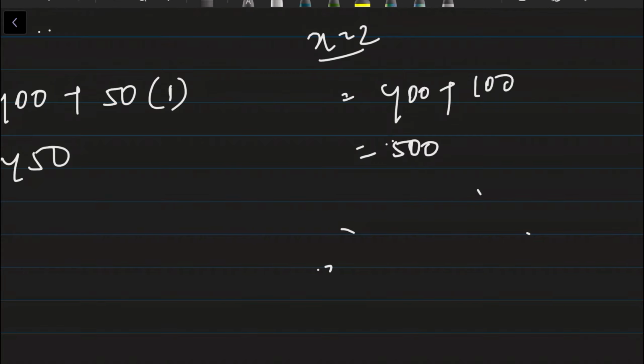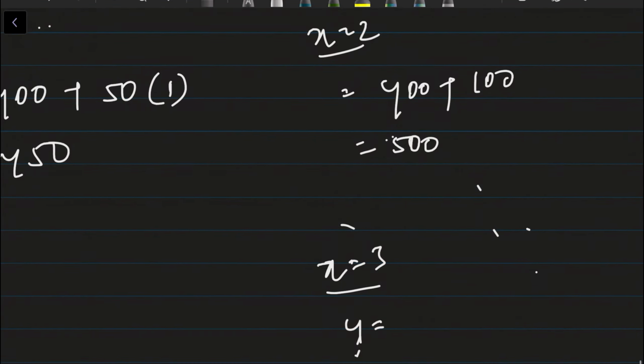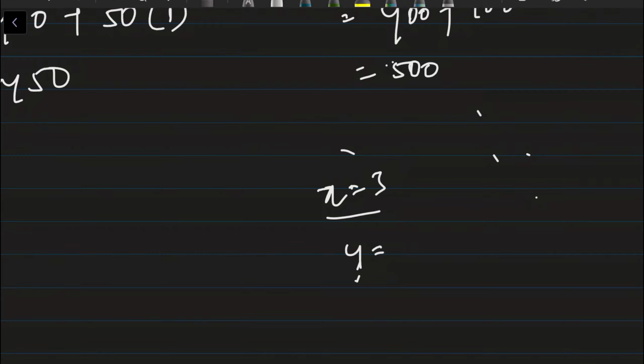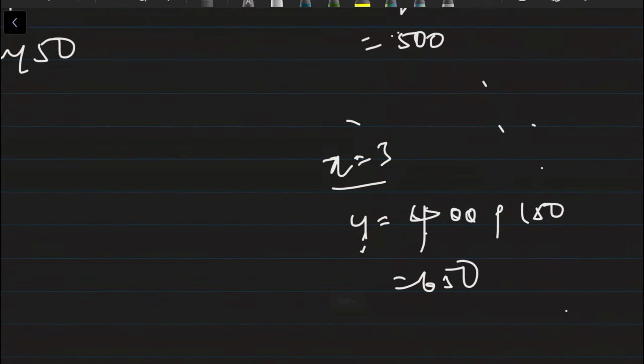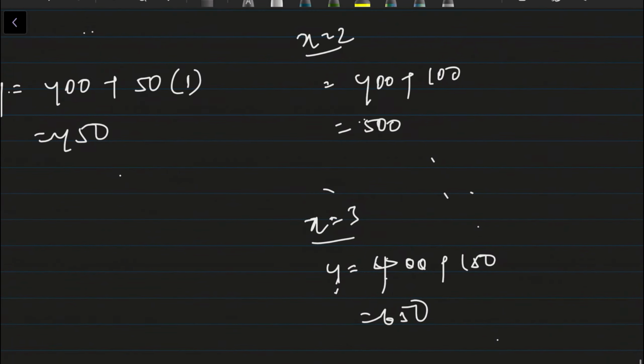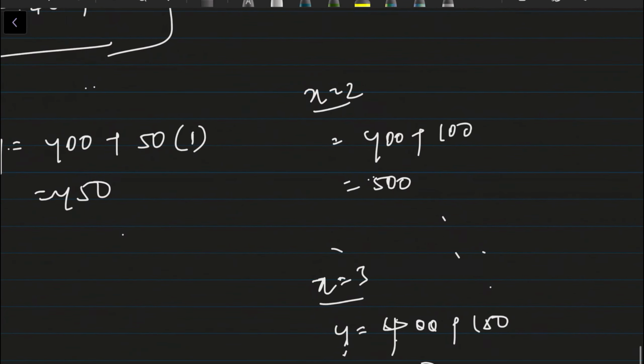For x equal to 3, y equal to 400 plus 150, it becomes 550. So we got 450, 500 and 550.